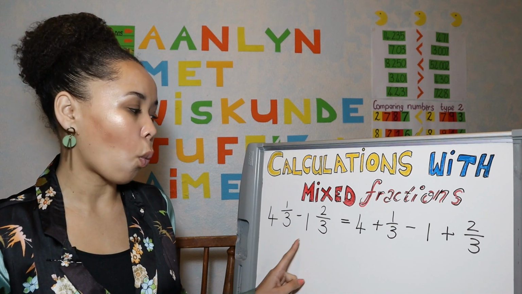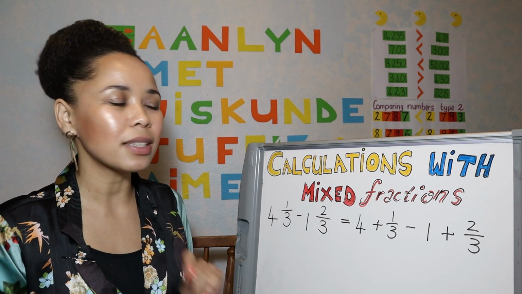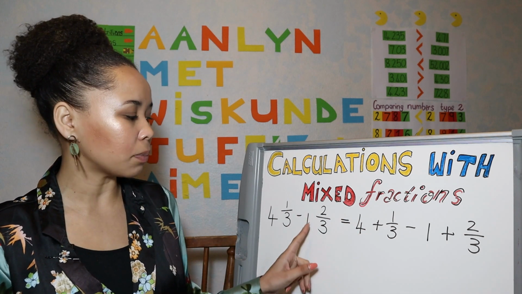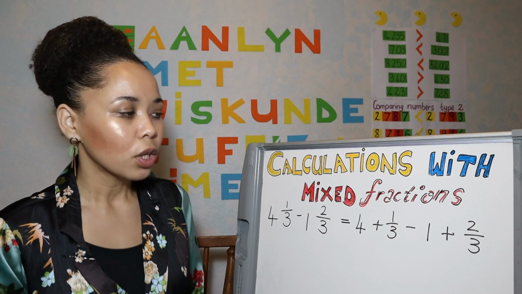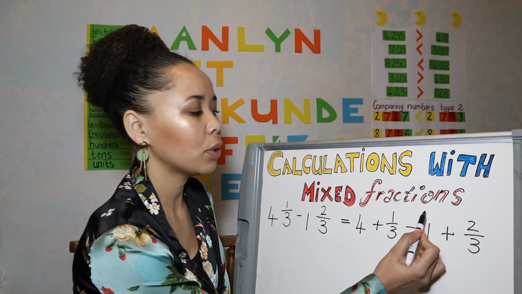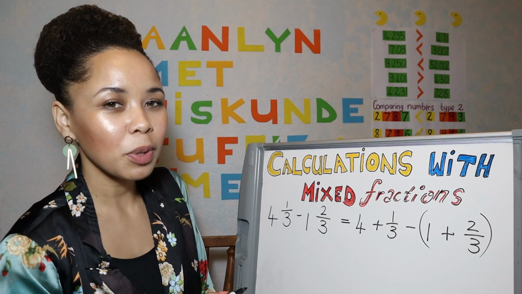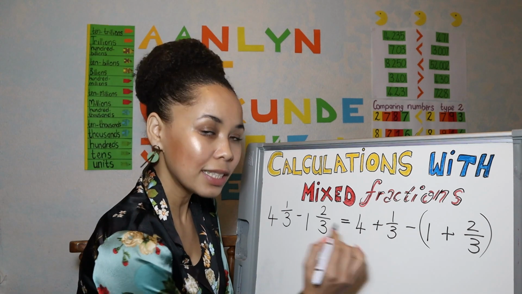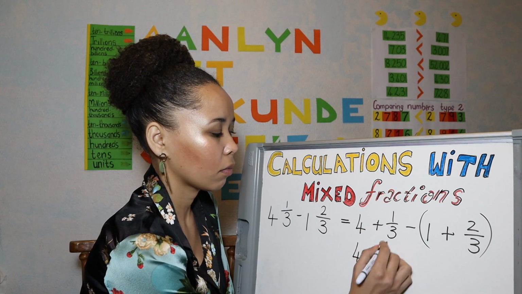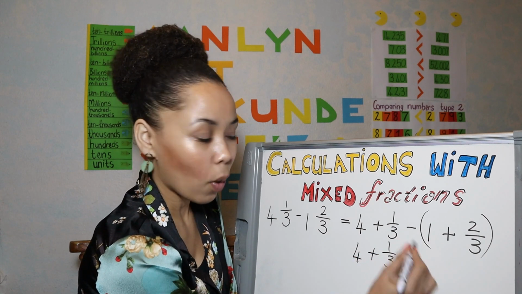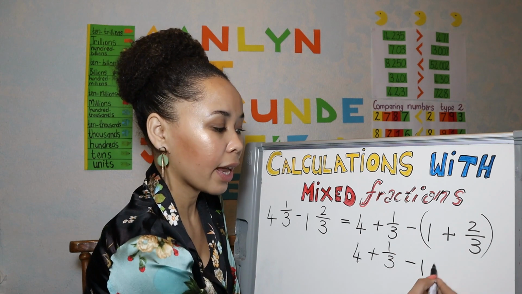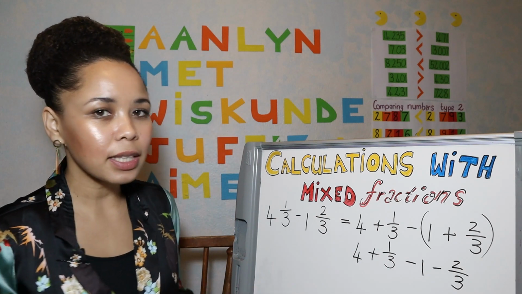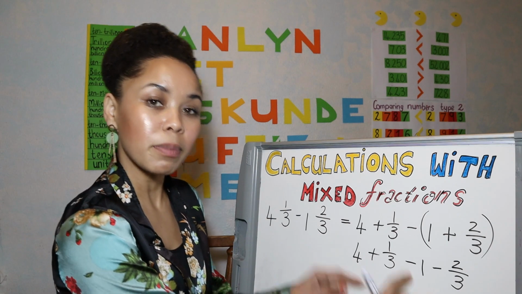Because if I'm subtracting 1 and 2/3, it means I'm actually taking this and I'm subtracting a 1 as well as subtracting 2/3. So to make sure you don't make this mistake, you put this in brackets, and then we'll be using the distributive property over here. So now this could be written as, this is still addition, and you subtract a 1 and you subtract the 2/3.